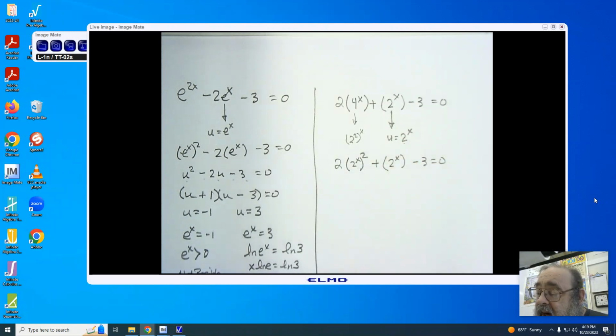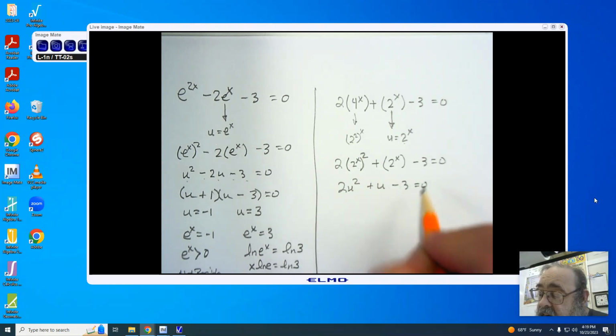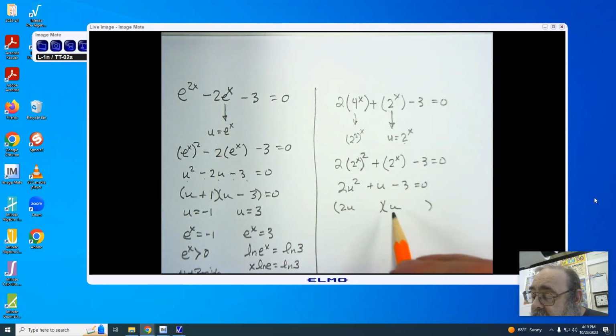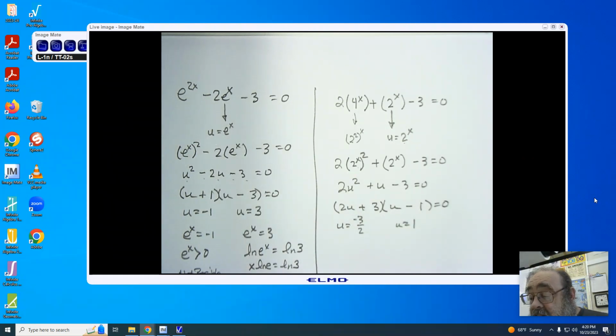I'm now ready to replace my u. 2u squared plus u minus 3 equals 0. And once again, this factors. 2u, u, and we want to make sure that we end up with a 1 difference. And I want to have a positive 3u and a negative 2u. And now I can see that my u is equal to negative 3 over 2, and u is equal to a positive 1. But my u is 2 to the x power. And once again, exponentials are always greater than 0, which means that this one is not possible.